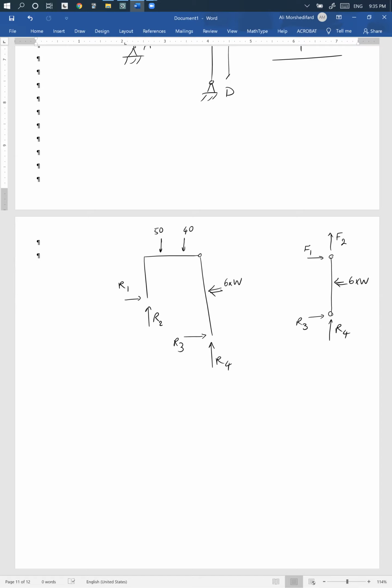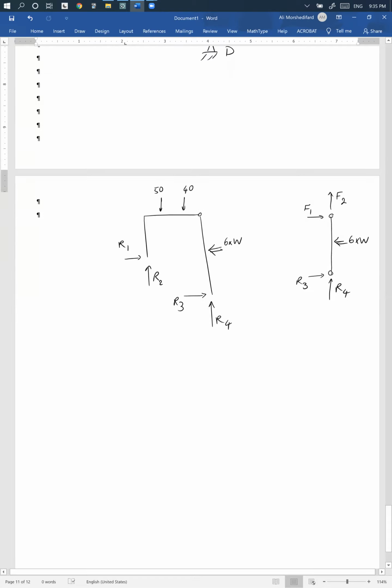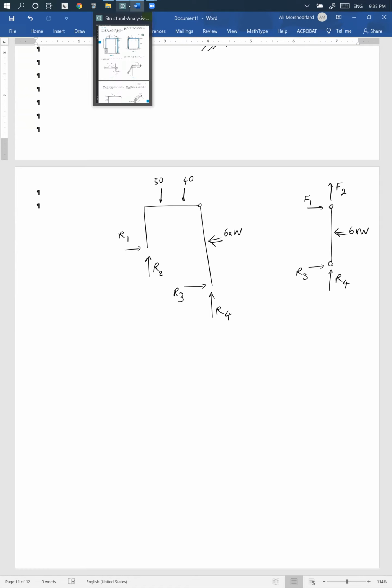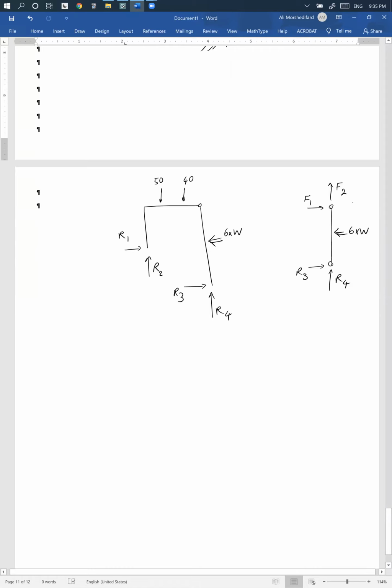Right, so for this problem, I don't think it's possible to avoid 2 equations, 2 unknowns, right? But it's okay. So if I take a moment about, what's this? A, B, C. This is C, right? A, B, C, D. So if I take the moment for this right segment about C, oh, we might actually be able to, well, maybe we'll see.